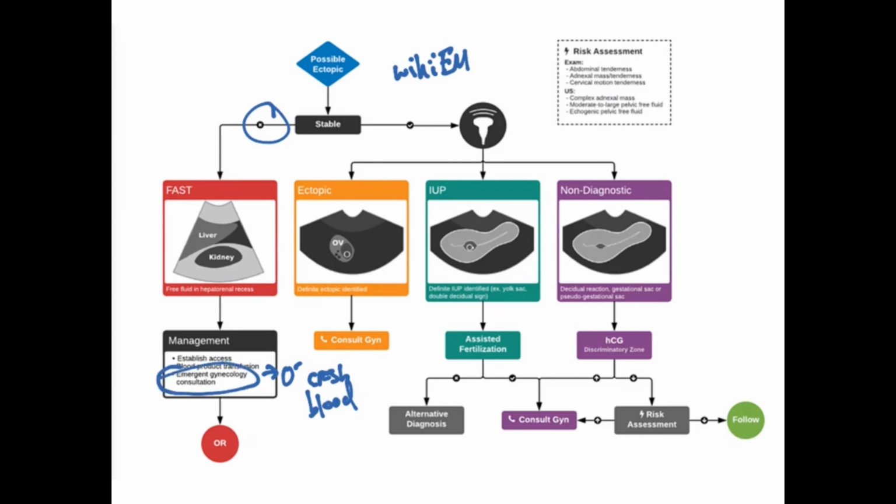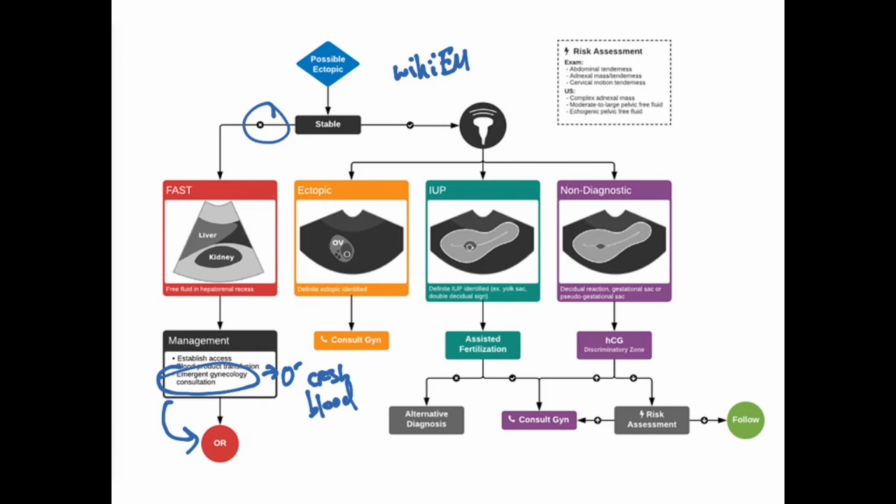You don't need to wait for your HCG quant or any other imaging, and that patient should proceed directly to the OR. That's what happened with our patient. She was found to have 2 liters of blood in her peritoneum. She did well. She was discharged hospital day 2, and during her surgery, she had one of her fallopian tubes removed.